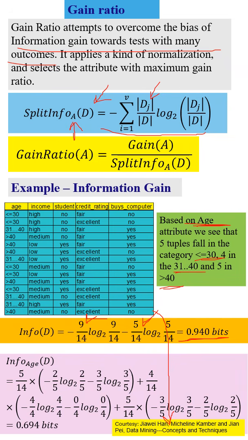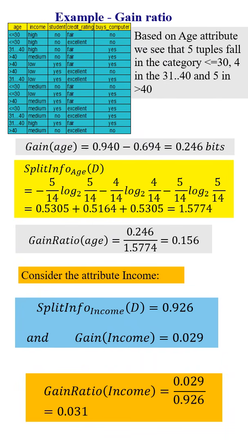Then we compute the Info age(D), that is splitting on age. So we have the first category with 5 tuples, in which there are 2 yeses and 3 nos. All these details we have discussed in the previous video. I'll give the link in the description. So we get this as 0.694 bits. So the gain on age is Info(D) minus this Info A, so 0.246.